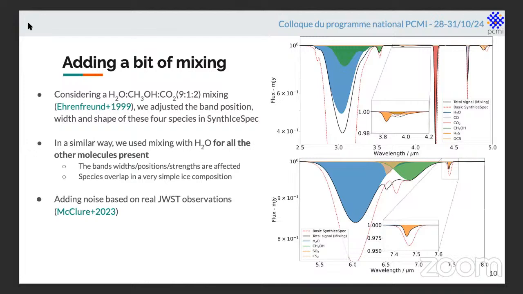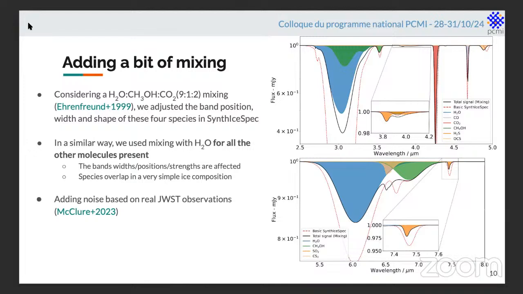And so to make sure that we would detect all of our molecules, we did a very simple test. We took the main species in the ices: H2O, methanol, CO2, and CO. And we added our sulfur species inside, and we just wanted to see with what species it could be overlapped. So we added this mixture, and we derived the new band parameters.